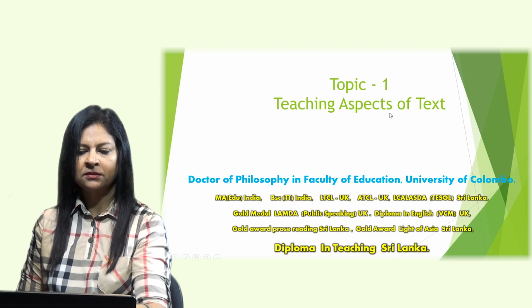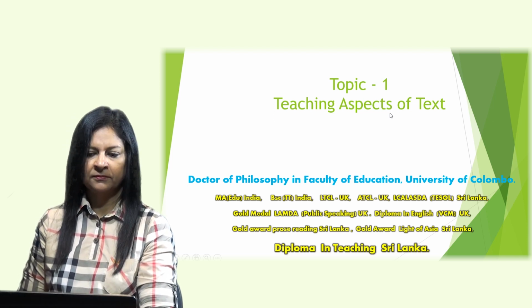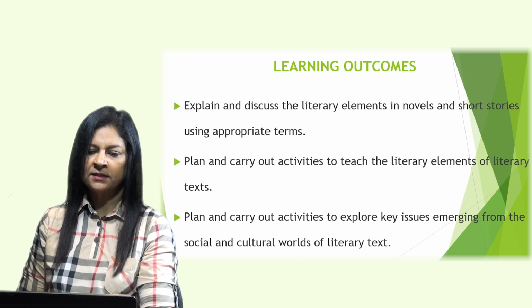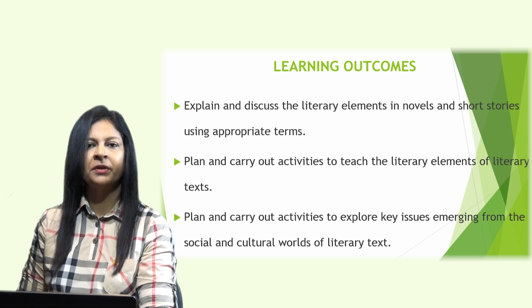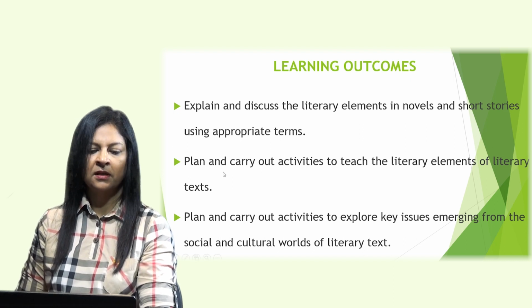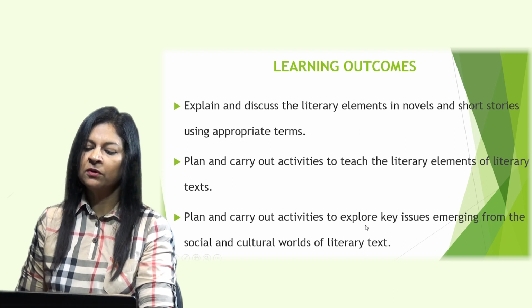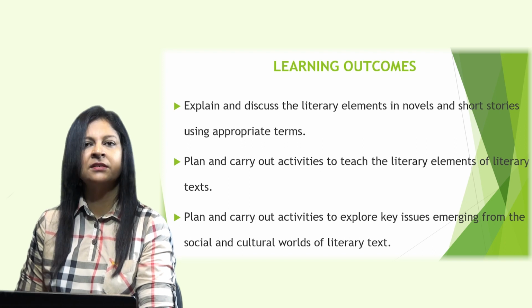Topic 1. Teaching Aspects of Text. Learning Outcomes. Explain and discuss the literary elements in novels and short stories using appropriate terms. Plan and carry out activities to teach the literary elements of literary texts. Plan and carry out activities to explore key issues emerging from the social and cultural worlds of literary text.